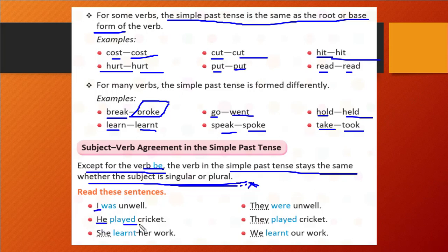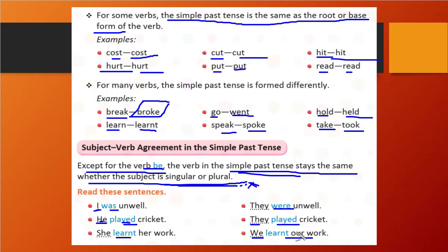But if the be verb is not there, then we will write the simple past tense the same as it is, whether it is plural or singular. It does not matter. You can see the example: I was, he played, she learned, they were, they played, we learned.